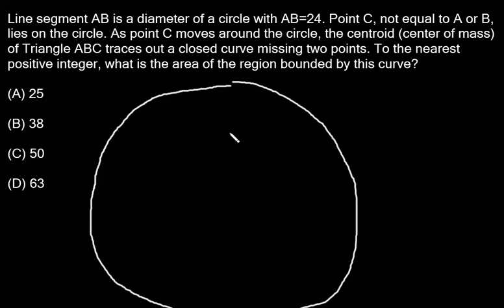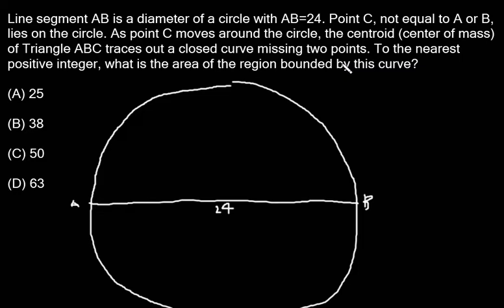Here, let's draw the diameter AB. This is A, this is B, and it is equal to 24. Point C, not equal to A or B, lies on the circle. As point C moves around the circle, the centroid, center of mass, of triangle ABC traces out a closed curve missing 2 points. To the nearest positive integer, what is the area of the region bounded by this curve?